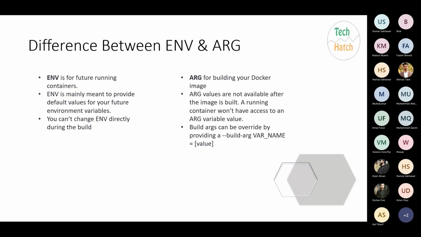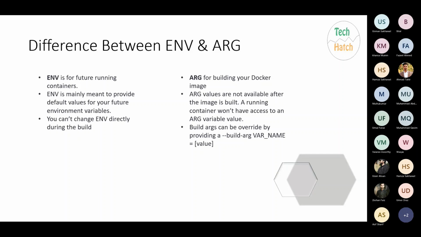Okay, arg instruction, the variables that are being created by arg, will be used in the Docker image, or the Docker build state. Okay, env instruction is mainly meant to provide default values for your future environment variables. As I've told you, arg values are not available after the image is built. Definitely, if anything is dependent on the build state, it won't be available after that build stage.